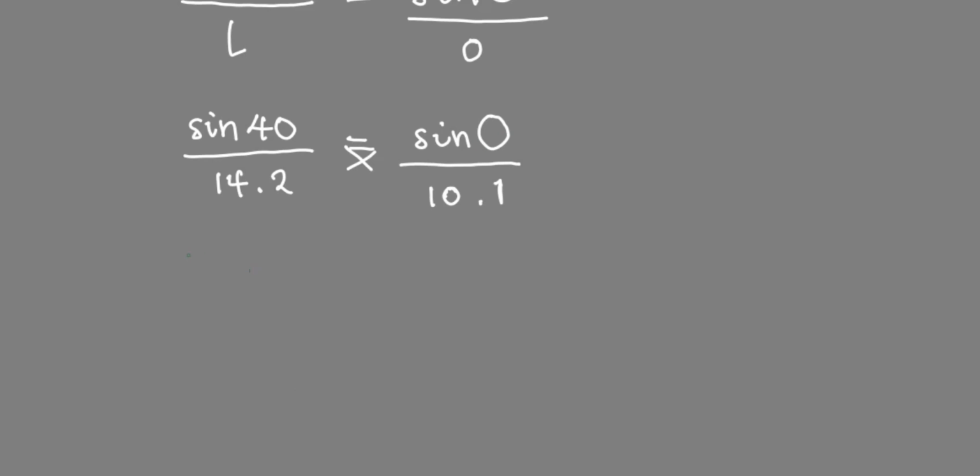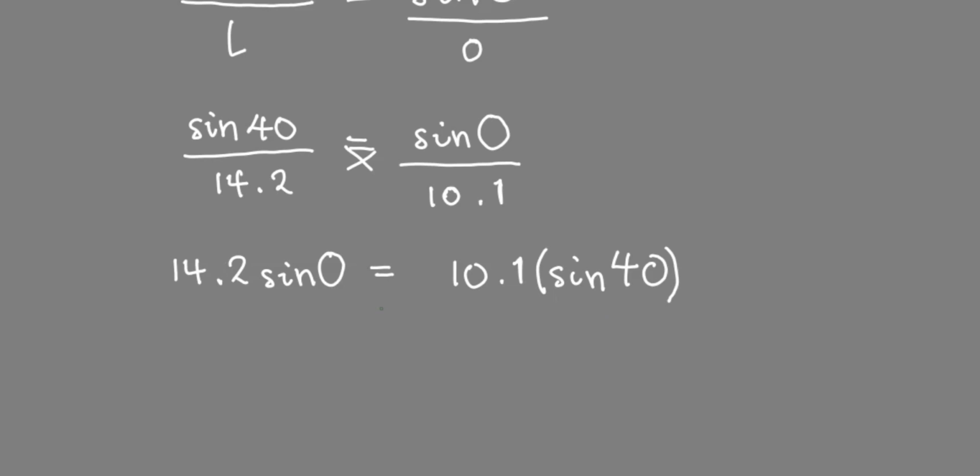This here is going to give us 14.2 sine O is equal to 10.1 multiplied by sine 40. Notice we've got a 14.2 multiplied with the sine O. Here we can divide both sides by 14.2.